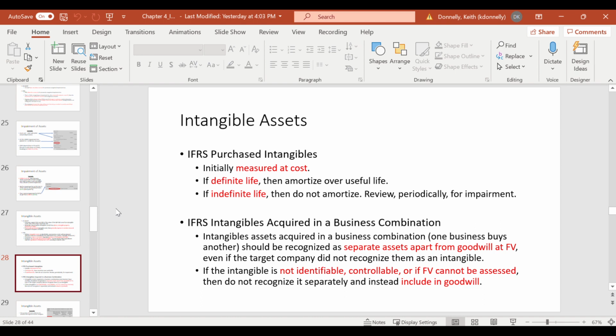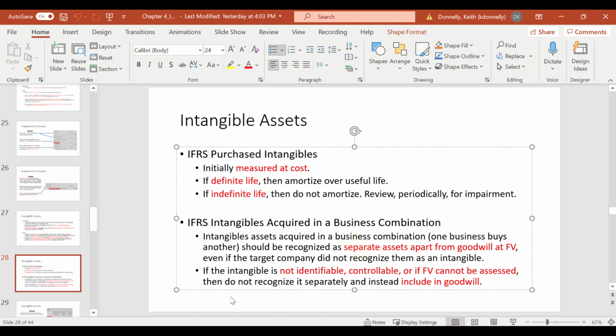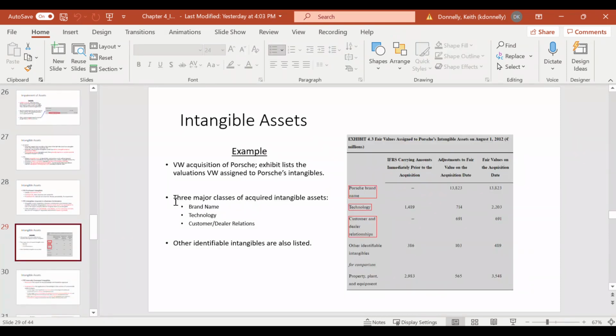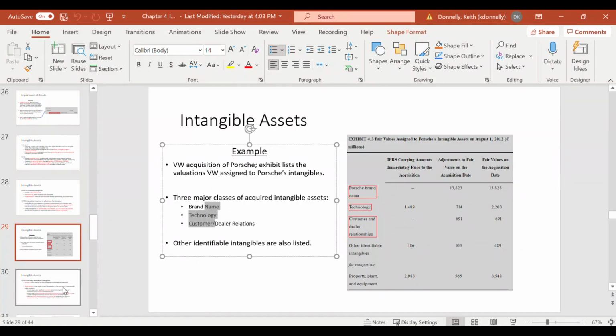If, however, in a business combination, an intangible isn't identifiable or fair value can't be assessed, then you would include it in goodwill. So the general rule is in a business combination, if you can separately identify and measure the fair value of an intangible, you should include it on the balance sheet. So this is just showing an example of that, right? Like A acquires B. It looks like there's a couple identifiable intangible assets. We place them on the balance sheet, right, at their fair value.